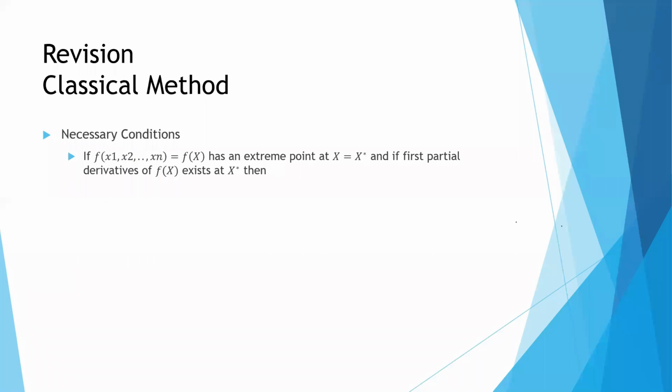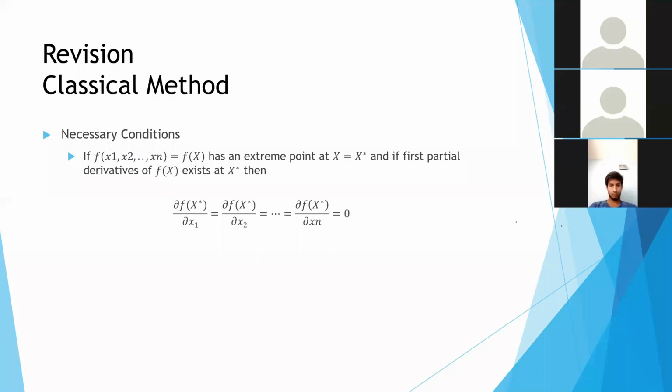The necessary condition is that if the function of x1, x2 up to xn, that is, a function of capital X, which is a function of other small variables, has an extreme point at x equal to x star, and if the first partial derivatives of f of x exist at x star, then the partial derivatives with respect to each variable should be equal to 0, very similar to single variable optimization. That is, the first partial differentiation should be equal to 0.